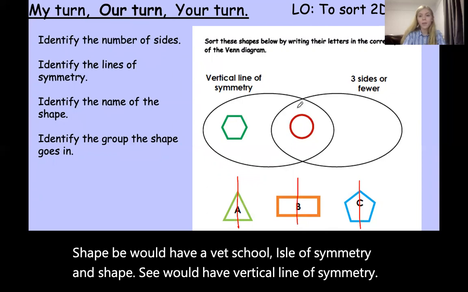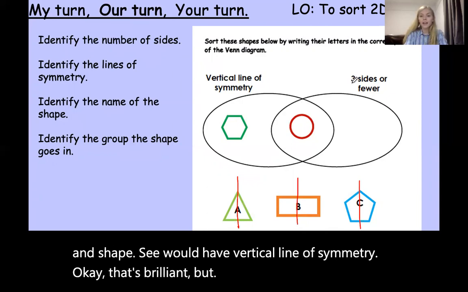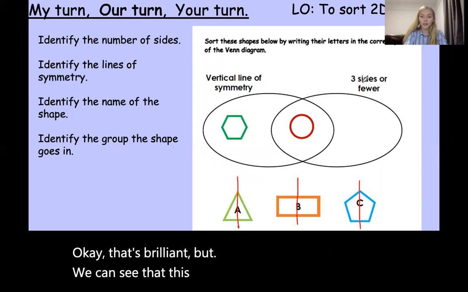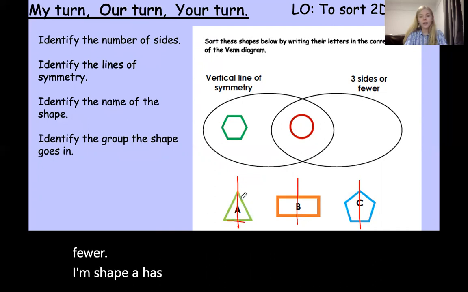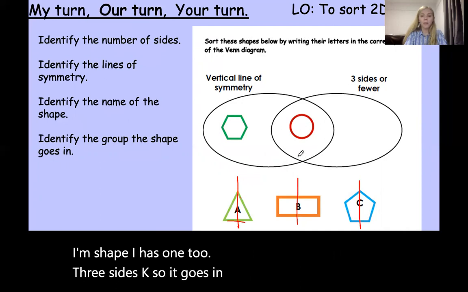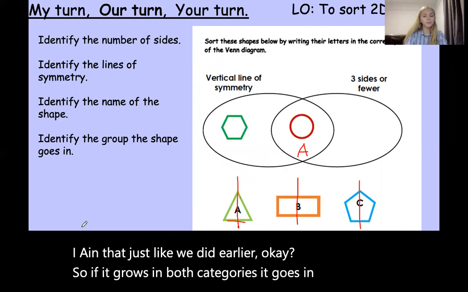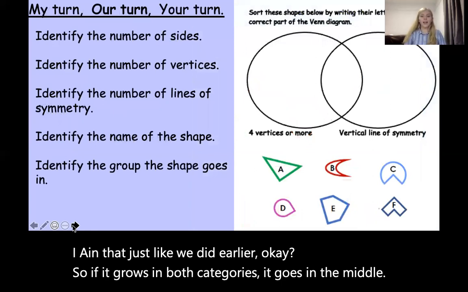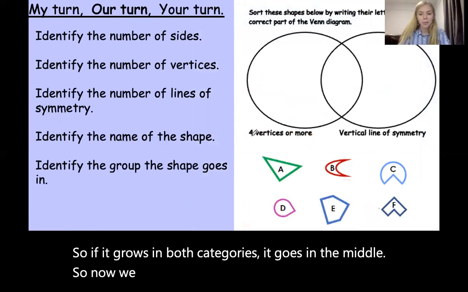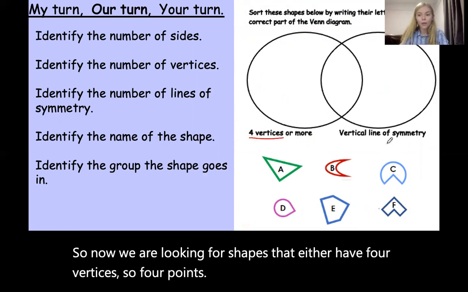Okay, so that's brilliant. But we can see that this group is asking for 3 sides or fewer, and shape A has 1, 2, 3 sides. So it goes in both categories. So I put A in there, just like we did earlier. Okay, so if it goes in both categories, it goes in the middle. Brilliant.